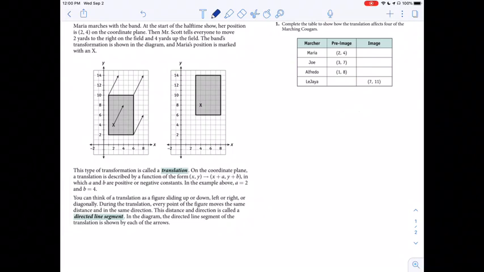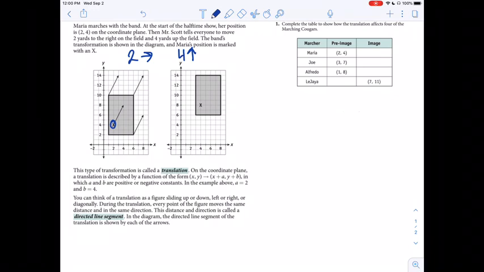Maria marches with the band. At the start of the halftime show, her position is 2-4 on the coordinate plane. Then Mr. Scott tells everyone to move 2 yards to the right and 4 yards up the field. The band's transformation is shown with the diagram, and Maria's position is marked with an X.